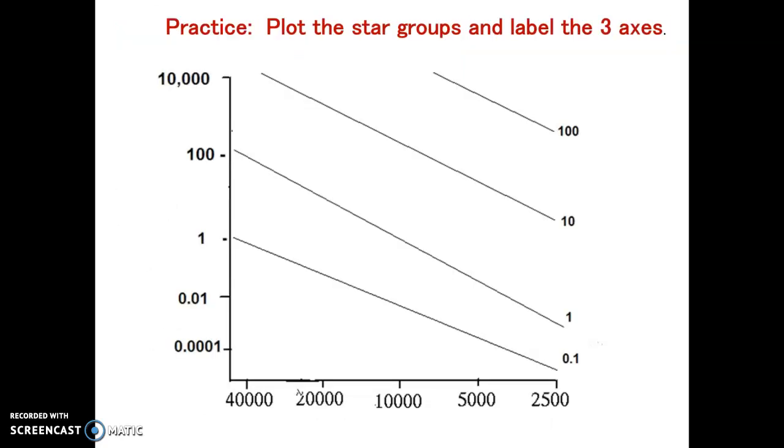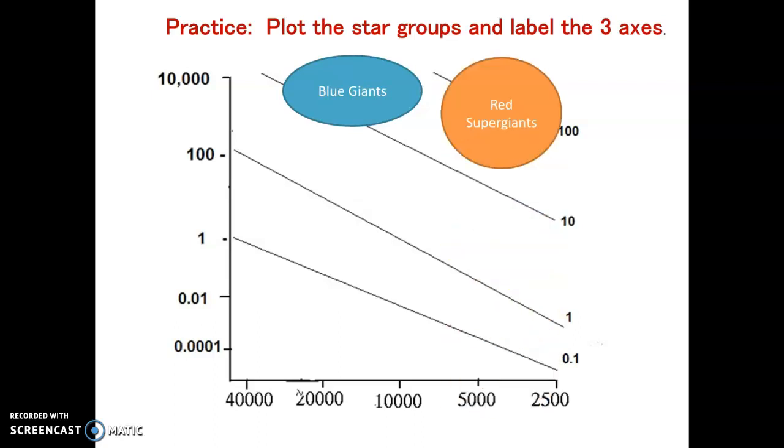So practice, practice, practice. Plot the star groups and label the three axes. The y-axis is going to be our solar radii, right? I didn't pop that in there. The x-axis down below is going to be our temperature, and the diagonal axis on the right side is going to be our R dot, or the radius of the sun, size of the sun. So blue giants pop up there, red supergiants go there.